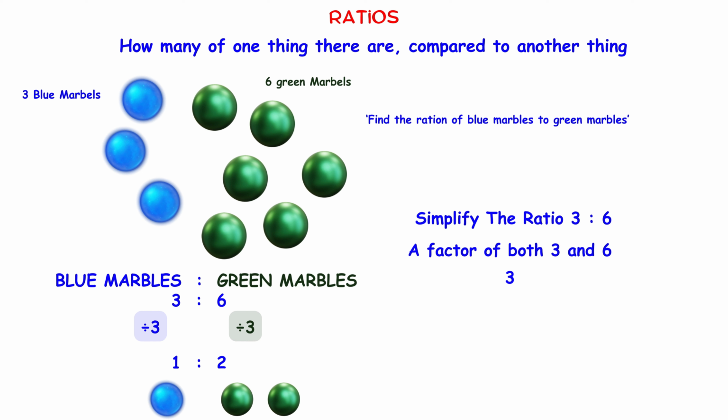So, if we wanted to find the ratio of blue marbles to green marbles, which we could write as blue marbles colon green marbles, we would write 3:6 because we have 3 blue marbles and 6 green marbles.